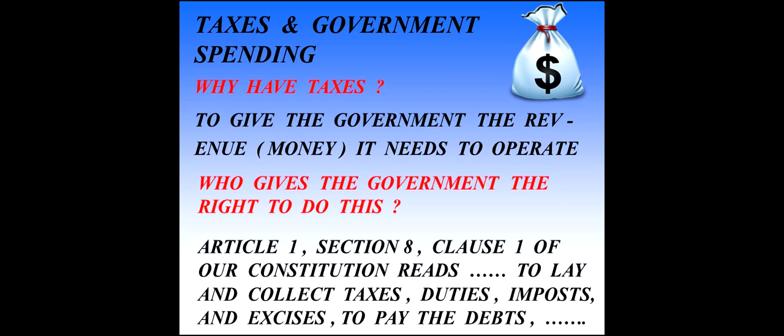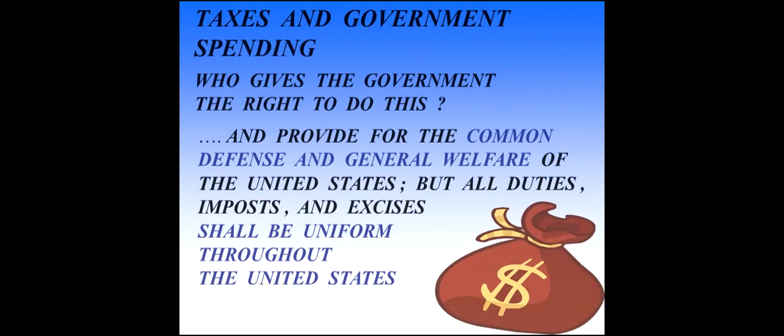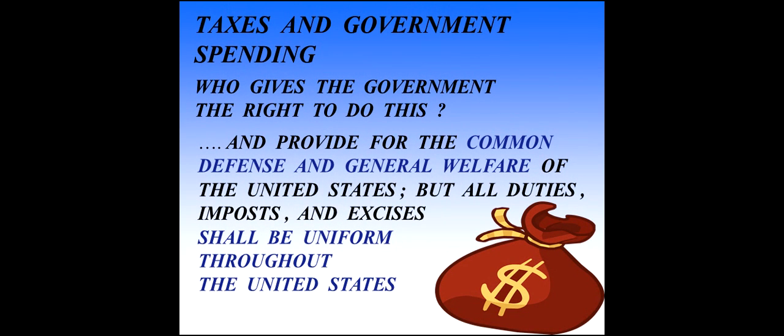Article 1, Section 8, Clause 1 of the United States Constitution reads, "To lay and collect taxes, duties, imposts, and excises, to pay the debts, and provide for the common defense and general welfare of the United States. But all duties, imposts, and excises shall be uniform throughout the United States."